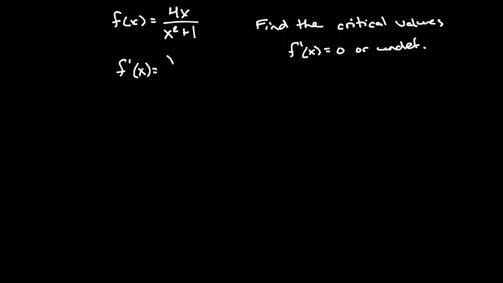So we're going low d-high, making sure that we have that whole thing times the derivative of the upper, which is 4, minus the upper times the derivative of the lower, which is just 2x, right? That's all going to be over x squared plus 1, the lower function, squared.